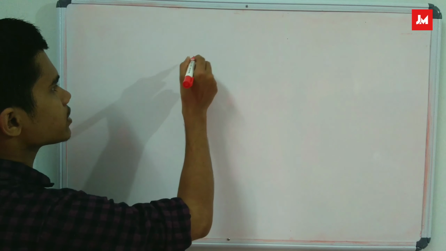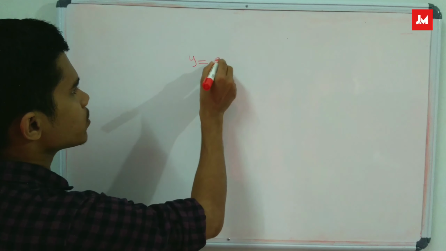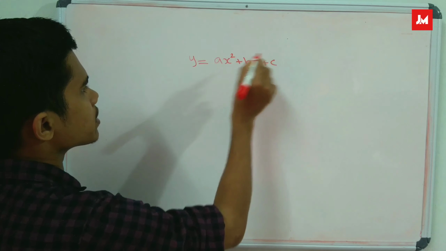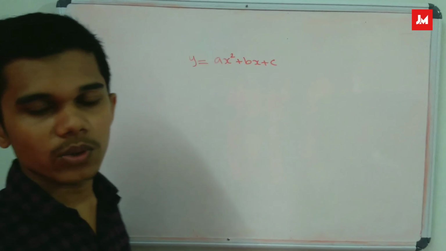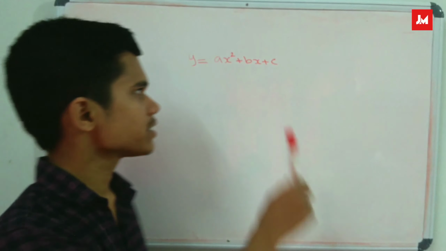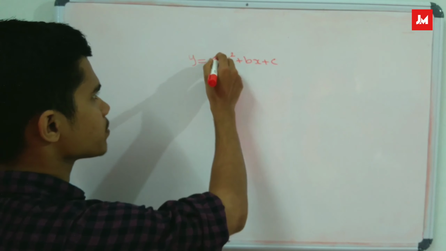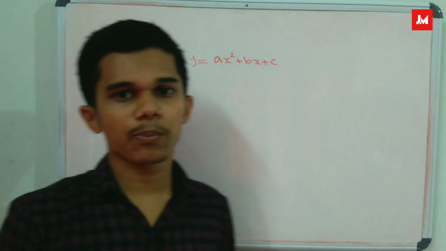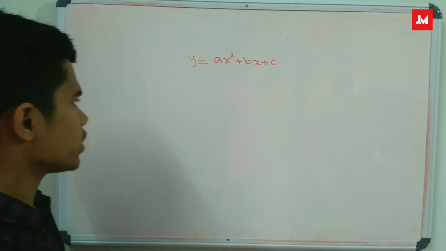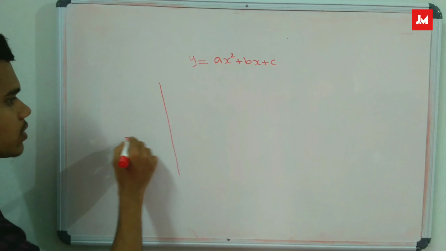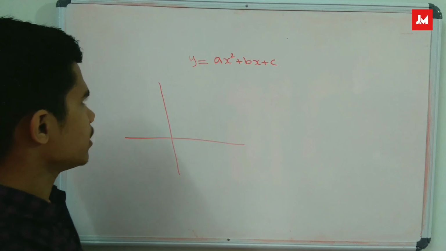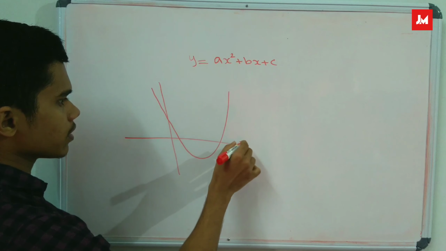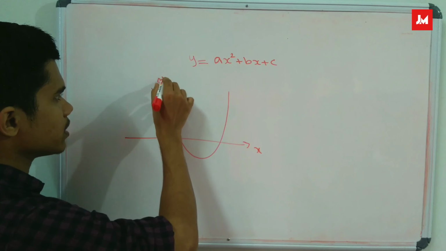A quadratic equation is taken as y equal to ax square plus bx plus c. This is a quadratic expression. So this is the equation of a parabola. When we are plotting in a graph, this is the equation of a parabola. So this is x, this is y.